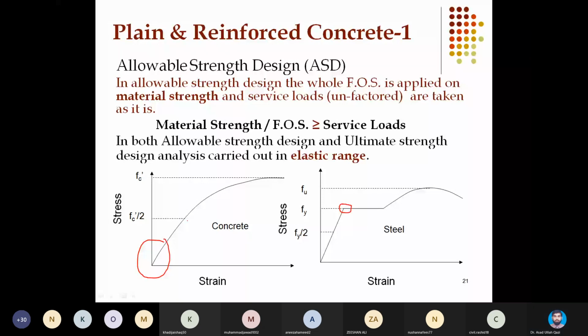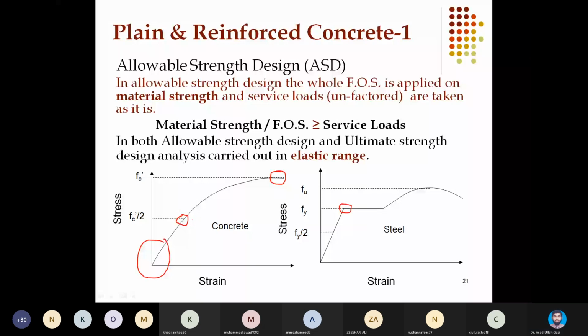Whatever service loads, you will calculate dead and live, and based on them the pressures, and then converting them into loads without any factor of safety or load factor, you will calculate the applied action. But in resistance offered, internal resistance, you will use the concrete stress only 45% of its peak.